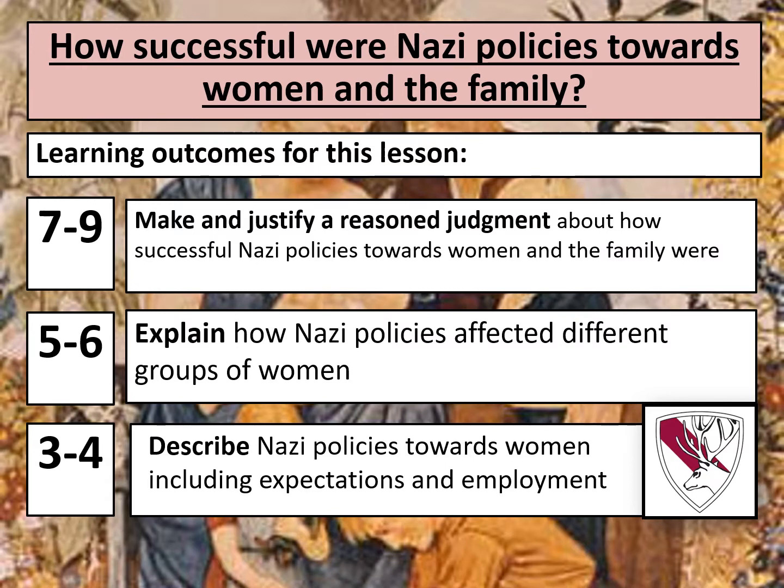Essentially, if you are describing, that's grades 3 to 4. If you're able to actually explain these policies and how they affected different women, that's grades 5 to 6. And to get a grade 7 to 9, you'd need to be able to make and justify a reasoned judgment, so basically a conclusion about how successful these policies were towards women. Okay, so we're going to start with the introduction in a second.